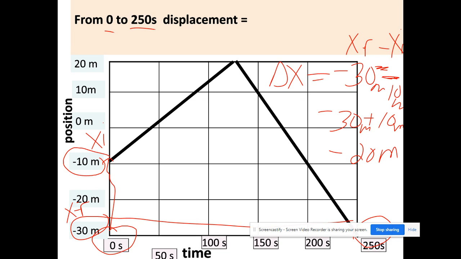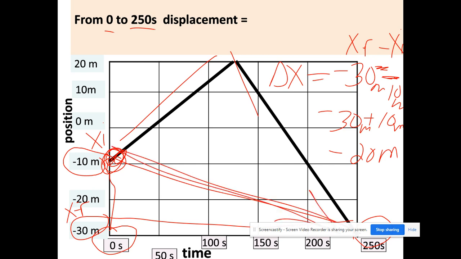Now, when I look at this, I have a line that's going up and a line that's going down. So what should my slope be? Well, look where you start, look where you end, and if I draw an arrow from start to finish, notice which direction my arrow takes. It is a downward, or negative, slope, which corresponds with a negative displacement.